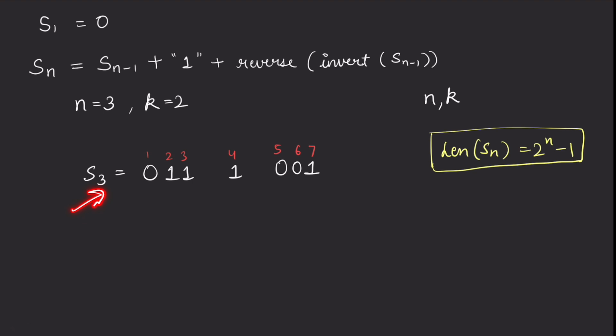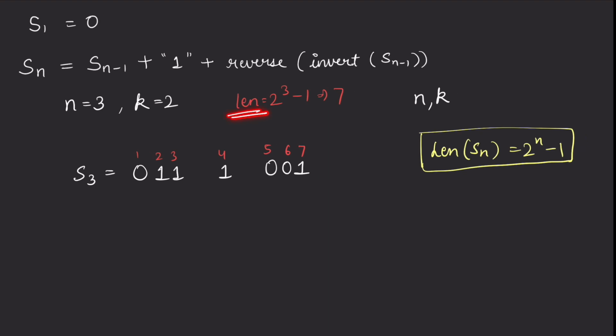Because if we create it, then it will hamper our time complexity and space complexity. So instead, I know that the length of this string is 2 to the power n minus 1. N is given as 3, so the length will become 2 to the power 3 minus 1, which is 7. Now I know the length, I know the k. With the help of length and k, you need to find out whether this k is pointing to the middle bit or not.